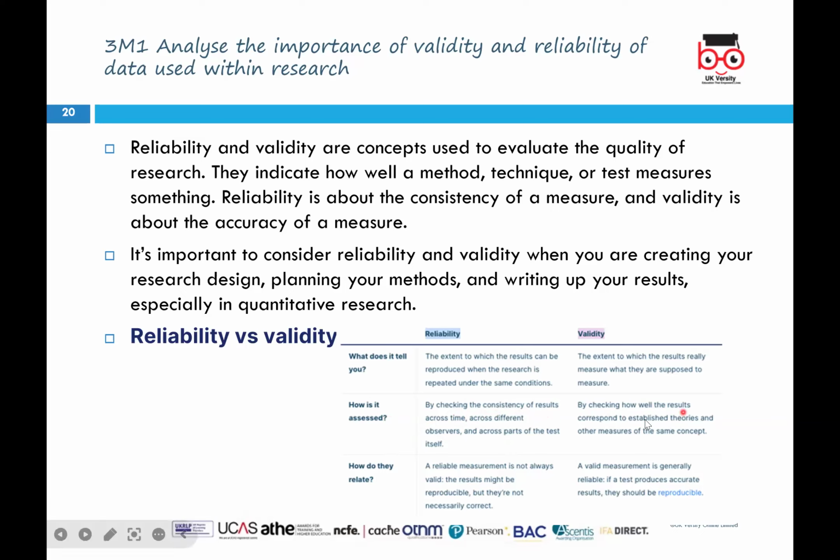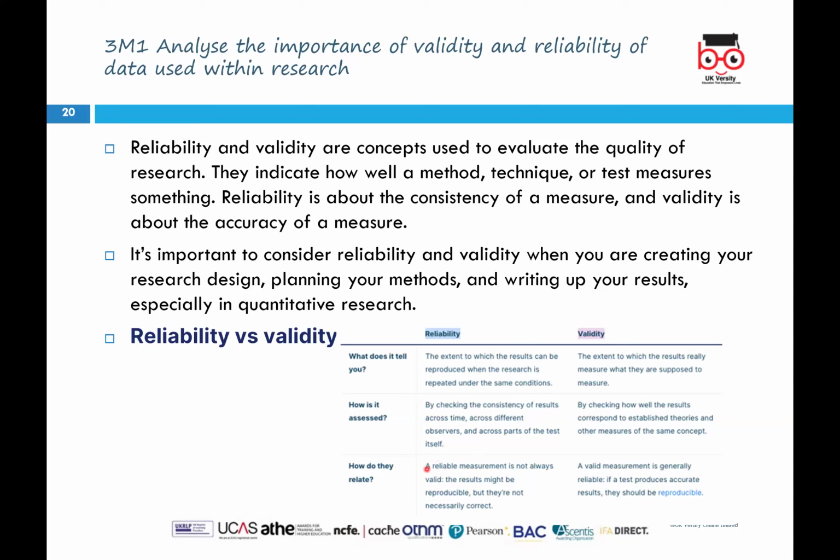So validity, how do you measure validity? It's by checking how well the results correspond to established theories and other measures of the same concept. Again, positive should be positive, negative should be negative. It should be accurate.